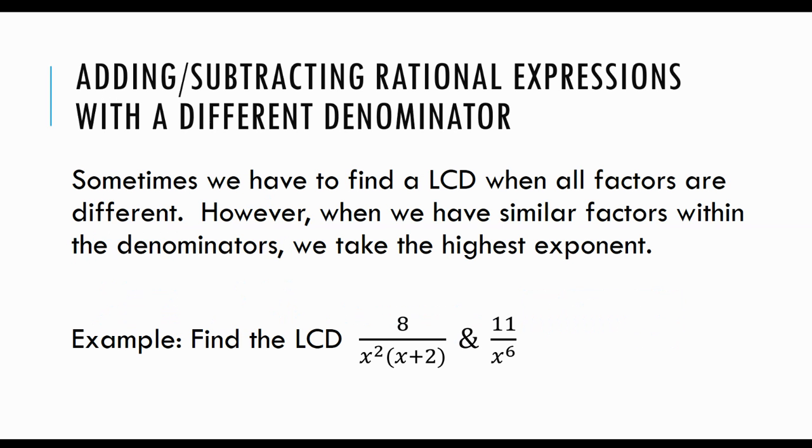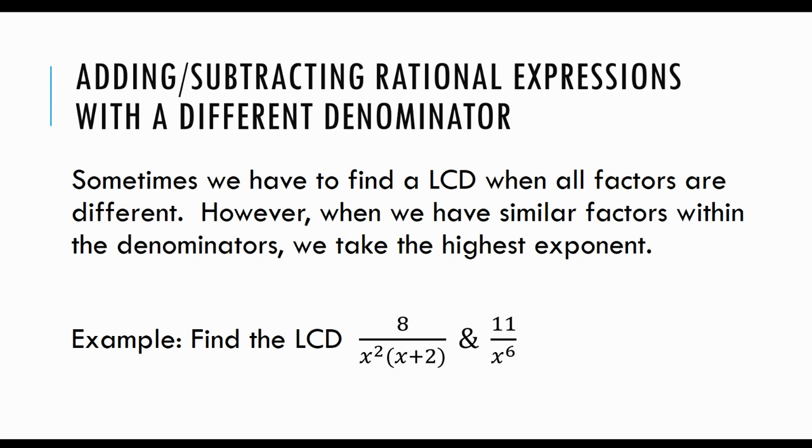All right, so adding and subtracting rational expressions with a different denominator. We've already talked about that, but it's always been the case where they're just two very different binomials and we put them together. But sometimes you're going to have an LCD when all factors are different. However, we might have similar factors within those denominators. So we need to think about taking the highest exponent.